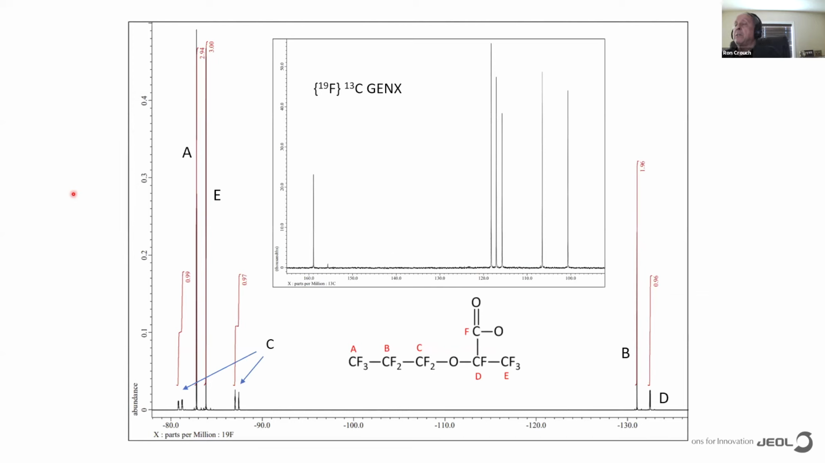Now let's take a look at some fluorine NMR. Here's an interesting molecule. It's interesting because it's a horrible pollutant from Teflon manufacture in the rivers. And this is called GenX. So it's a total perfluoro compound. And we can look at the fluorine spectrum of it and the carbon spectrum, of course, with fluorine decoupling.